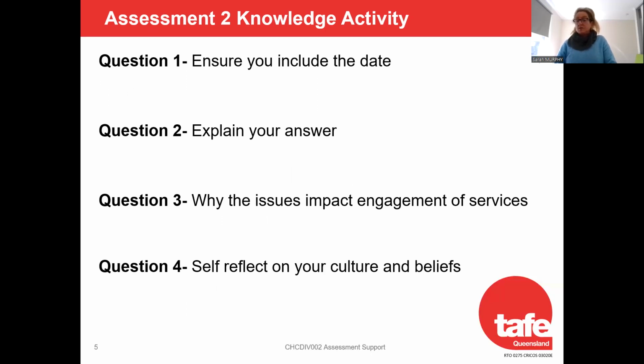Question 1 is list 3 examples of key legislations that have been passed that affect Aboriginal and Torres Strait Islander people. You research this in the Learner Guide, libraries, internet, and you'll come up with these. So 3 of these, and make sure you include the date the legislation was passed, okay? At the end, in brackets, there's always a date of when it was passed, so make sure that's included in your answer.